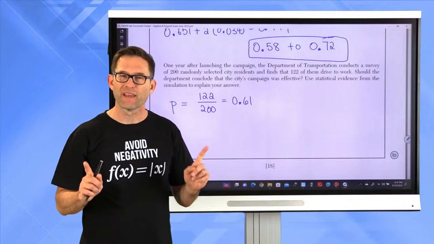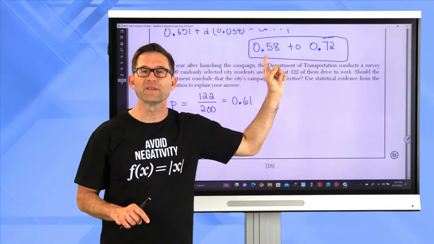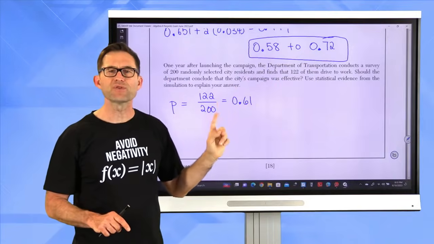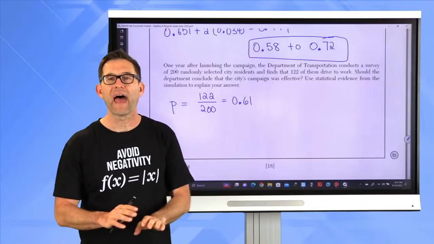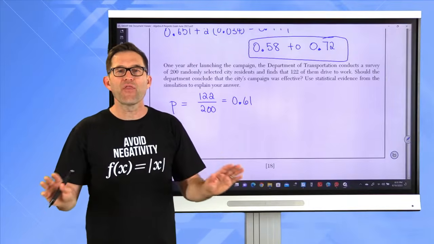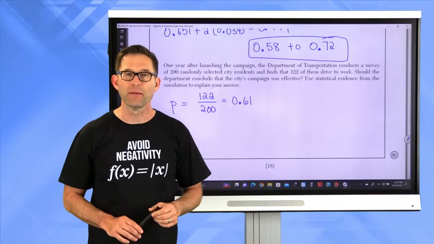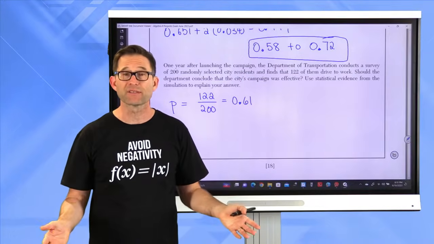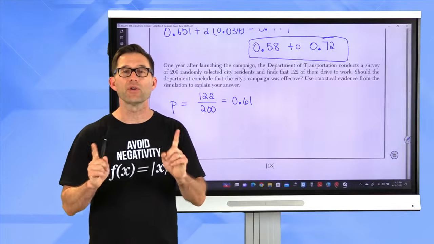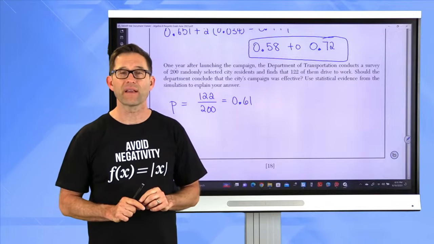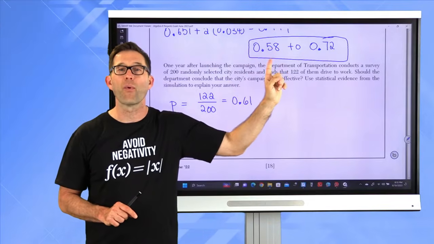Except, here's the thing, that 0.61 lies in this interval. So this could have easily happened by chance alone and had absolutely nothing to do with their campaign to try to get people to drive less. In other words, the only way we could conclude that the campaign was effective is if we got a proportion that was lower than 0.58.